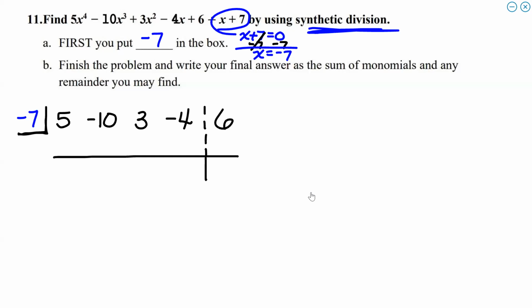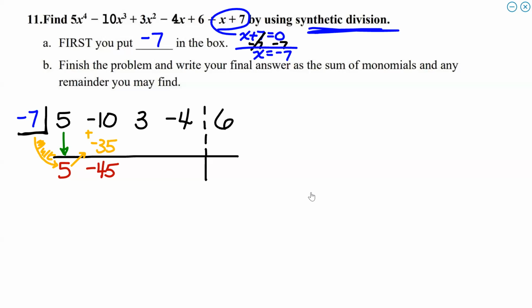And then what's my first step? Bring down the first number. So I'm bringing down the 5. Then what do I do? Multiply negative 7 times 5, negative 35. And what do I do with the negative 10 and negative 35? I add them together. What is negative 10 plus negative 35? Negative 45.